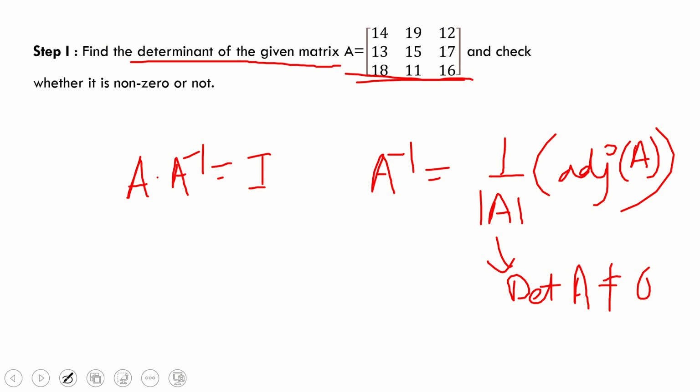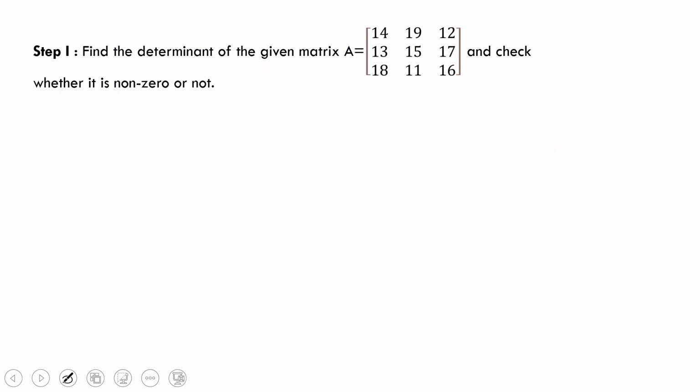There is also a method where you make this in terms of I, and this will become A inverse. This is like a transformation. I'm not discussing it here. Okay, so let us go into the solution. Now we have to find the determinant of the given matrix A. I request you to also calculate the determinant, because there may be a chance of making mistakes here, so we have to verify it.